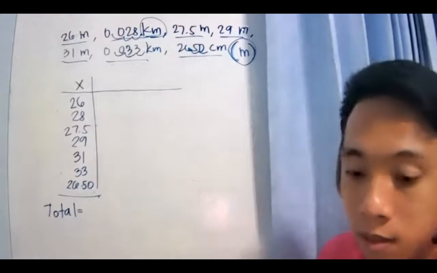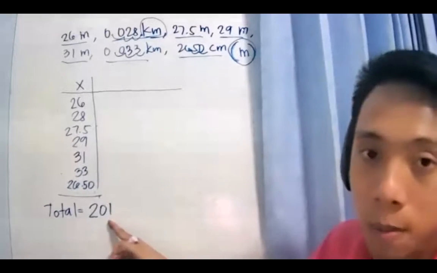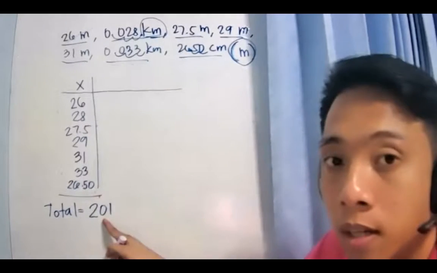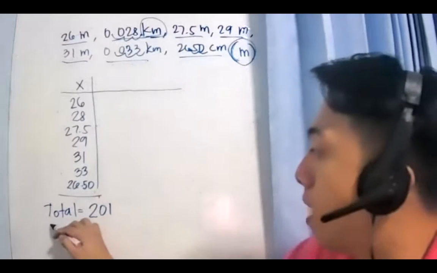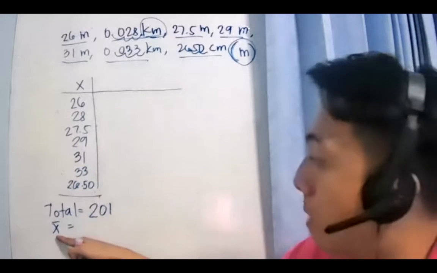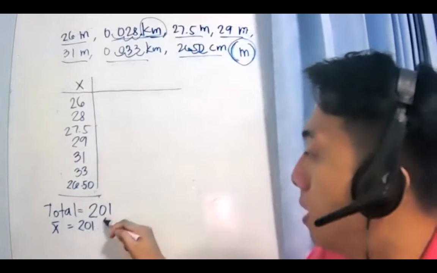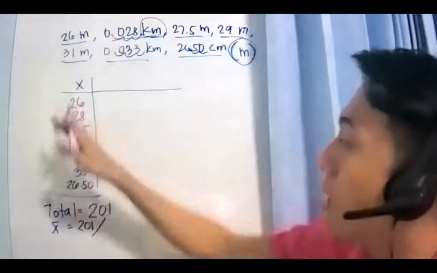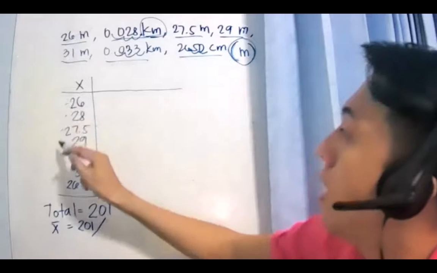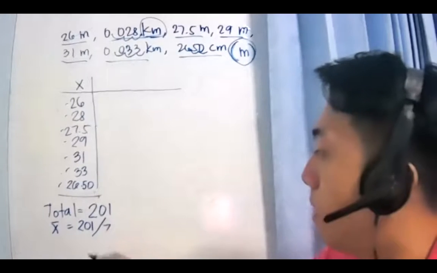The answer is 201. This will be our total. Okay? Ito yung pinaka-total natin. I-add mo lang lahat yan. So the answer is 201. And the next step, we need to find the mean. This is the symbol for mean, x bar, correct? So paano hanapin si mean? I will just copy the total, 201, divided by the number of data. How many data do we have? 1, 2, 3, 4, 5, 6, 7. So we will divide this one all by 7.